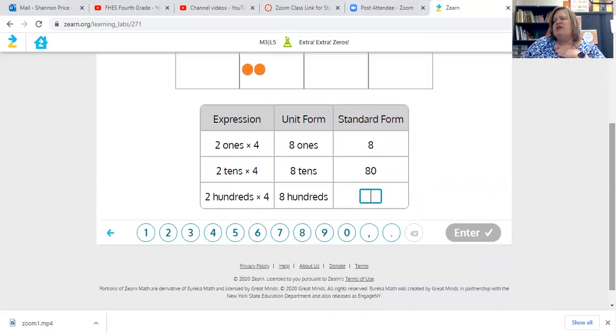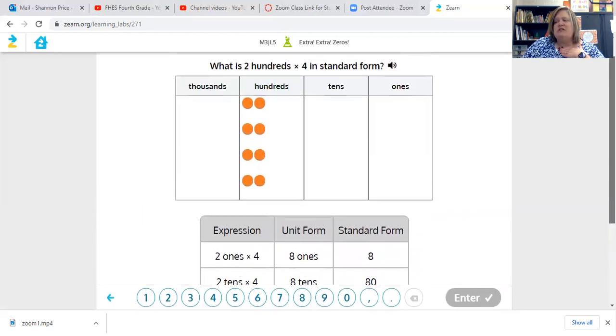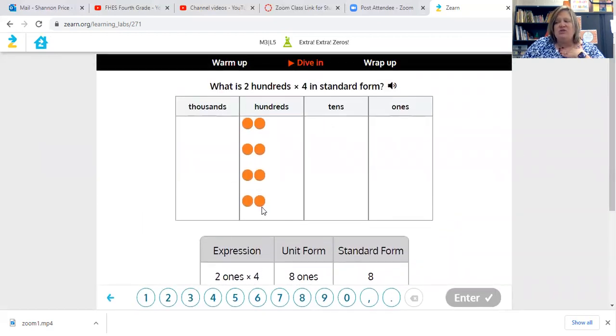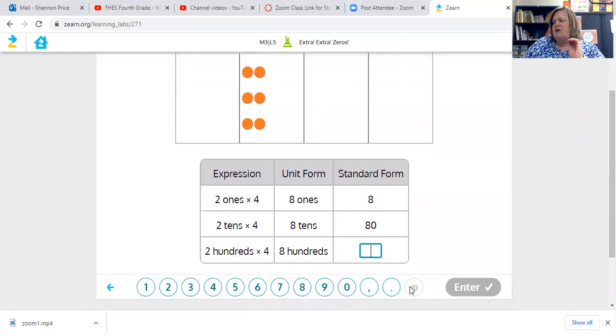And then we're going to look and say, how much is 8 hundreds? So we're looking at 8 hundreds, not 8 ones and not 8 tens, but hundreds. So 100, 200, 300, 400, 500, 600, 700, 800. So our answer would be 800.